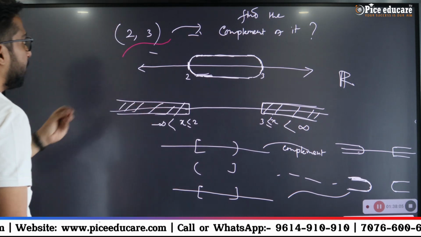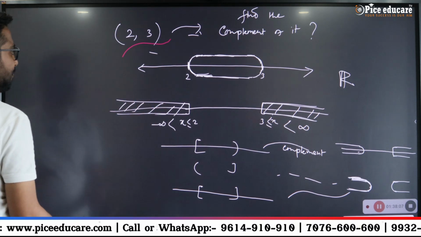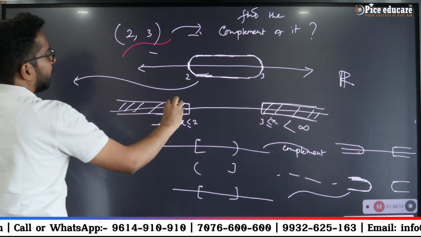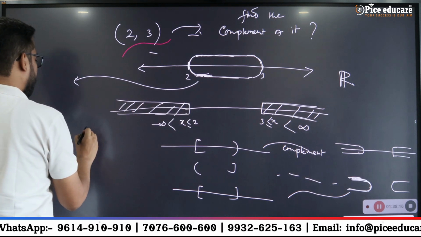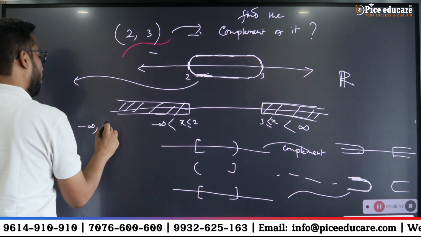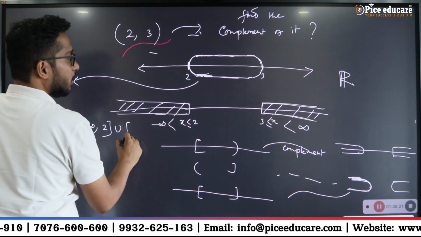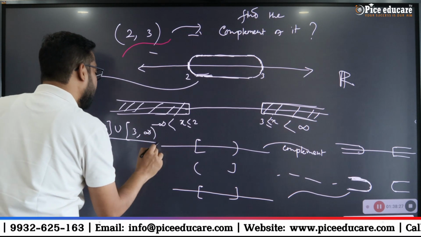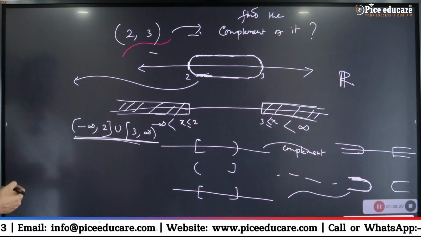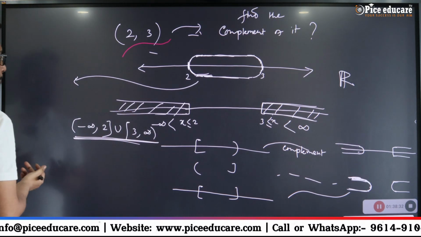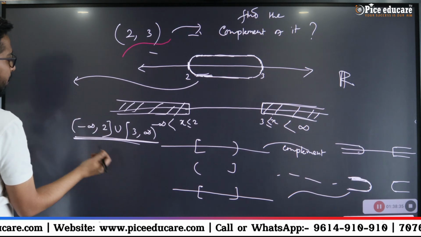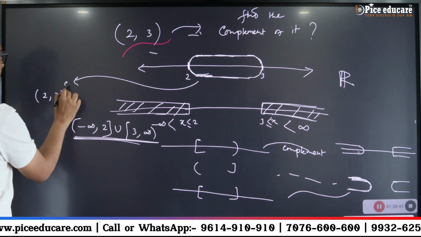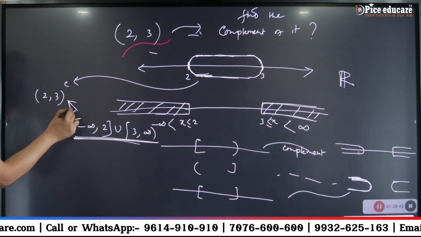What about set difference? How to use difference? For example, if I am seeing some interval, I can write minus infinity to 2, union 3 to infinity. If I want to save some space, using complement, I can say the complement of the open interval 2, 3. This is one way of representing it.